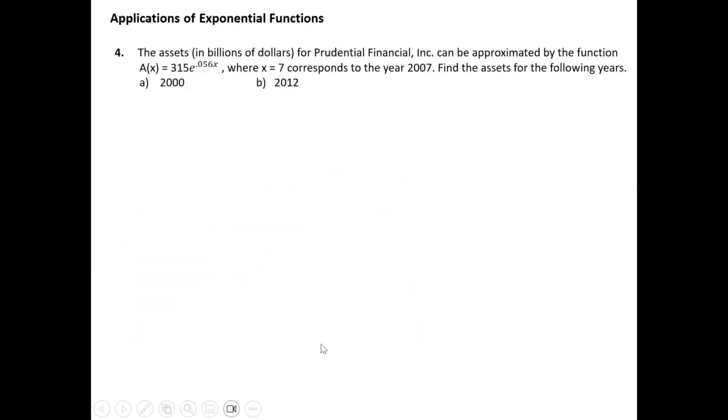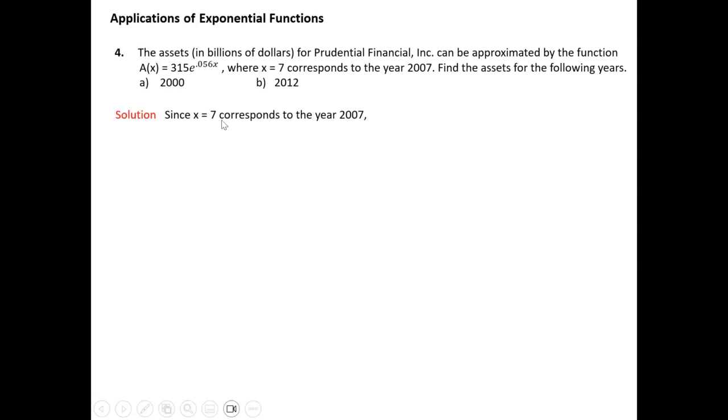Now, how do I apply them in real life? Okay, this is number 4. It says the assets in billions of dollars for Prudential Financial Incorporated can be approximated by the function A of x equals 315 e to the 0.056x, where x equals 7 corresponds to the year 2007. Find the assets for the following years, for the year 2000 and for the year 2012.